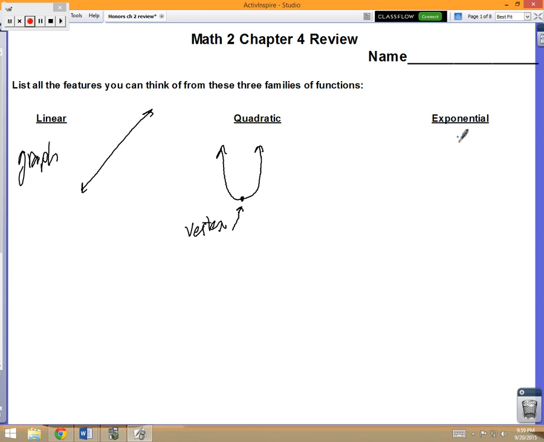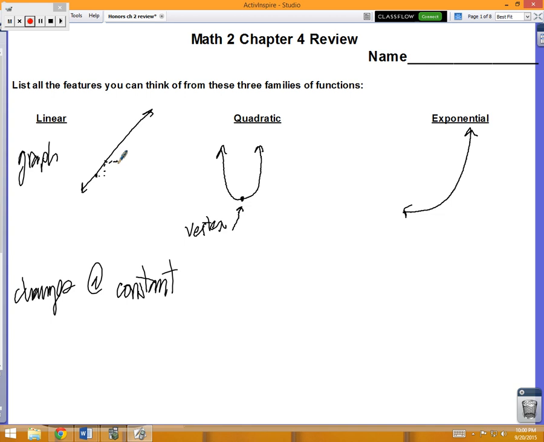Okay, exponential. Exponential is something like this. Okay, now the pictures are easy to identify. The patterns: linear changes at a constant rate. That is the big key word, a constant rate. And what that means is it's always over 2, up 1, over 2, up 1. The rise and the run, the slope is pretty predictable.